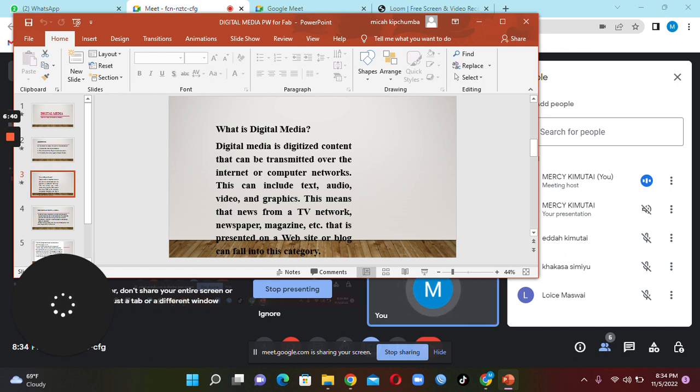Yes, you can see my screen, right? Digital media is digitized content that can be transmitted over the internet or computer networks. They can include text, audio, video, and graphics. It can be a mixture of both graphics and video, which is video graphics, or text and graphics, which is infographics. I hope everyone has understood that. This means that news from a TV network, newspaper, magazine, etc. are presented on a website or a blog.